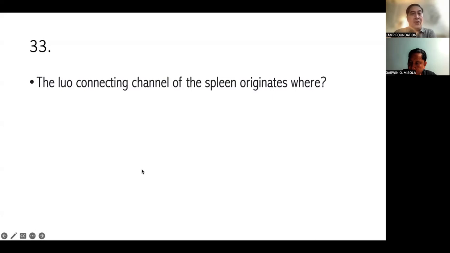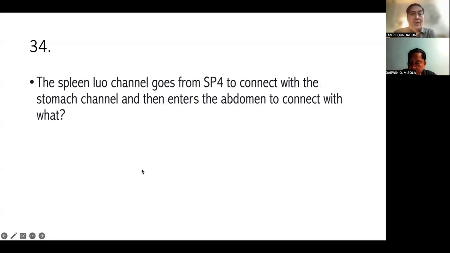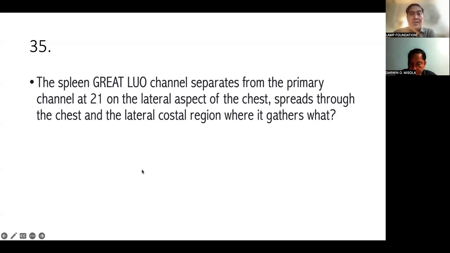Number 33, the luo connecting channel of the spleen originates at what point? Spleen 4. Good. The spleen luo channel goes from spleen 4 to connect with the stomach channel and then enters the abdomen to connect with the large intestine and stomach. Both small and large intestines and the stomach. Okay. This is the correction. Thank you, Ma'am Lynn, for bringing this to my attention.